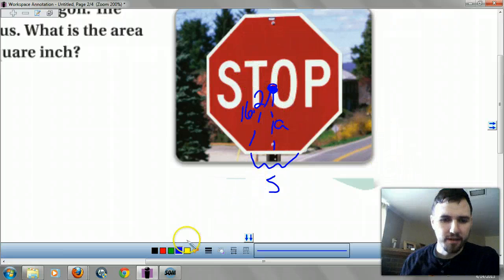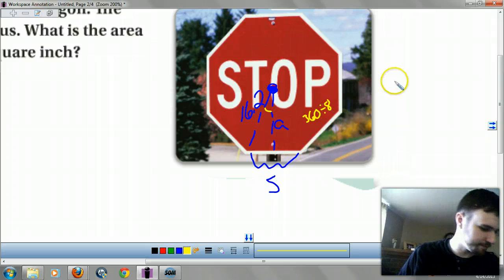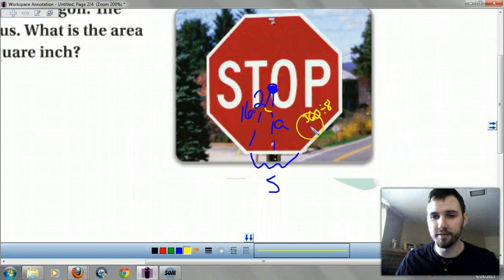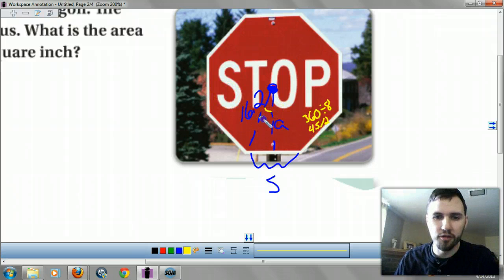Okay. First things first, let's find this angle right here, right? Well, to find that angle, we do 360 divided by 8, right? Which is 45. And we're going to cut in half because that gives us the big angle. So this angle is 22.5 degrees, right? Right.